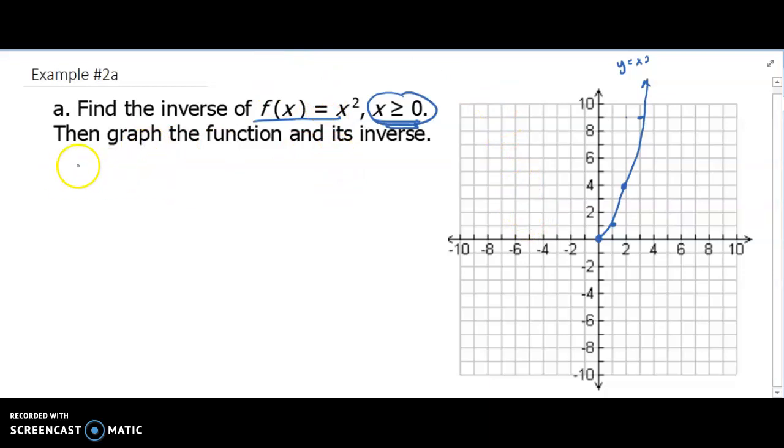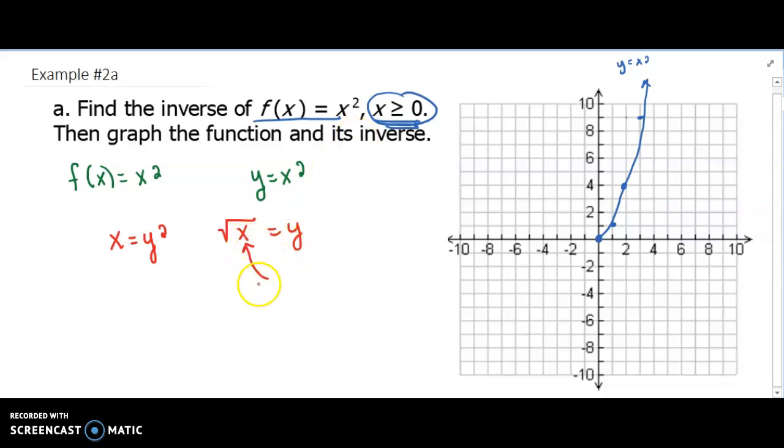Just like I did before to find the inverse, f of x equals x squared can be written as y equals x squared. So I want to flip my x and y, and then solve for y, so I'm just left with the square root of x equals y. Now, going back to restricting it, I have y is greater than or equal to 0, because if it's less than 0, this doesn't exist. That's why we had to restrict it.